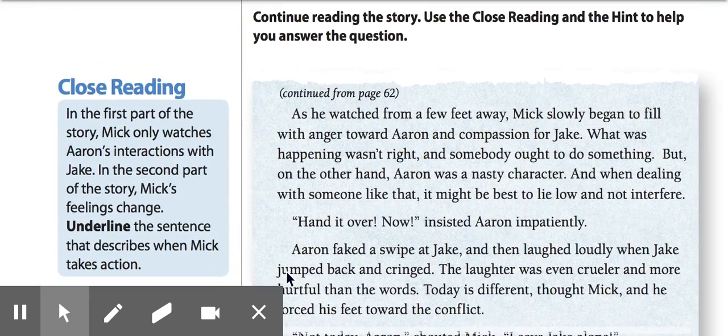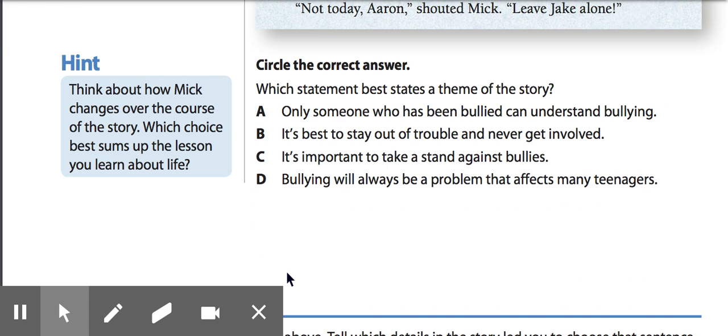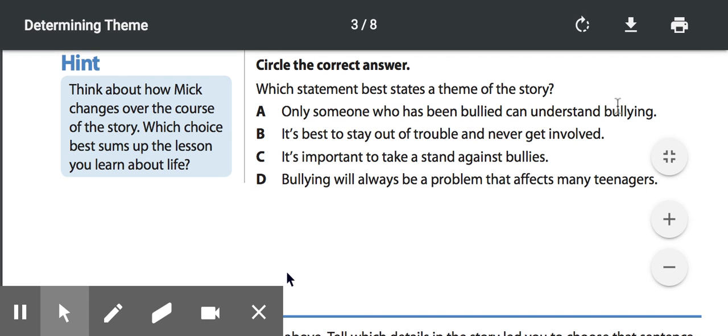Okay, so we already said that the theme of this part would be that it's usually safer to avoid conflict, because you see that Jack could have easily stood up for himself in a different way, but the fact that he's just standing up for himself but still not trying to get into it with Aaron, right? So, which statement best states a theme of the story?